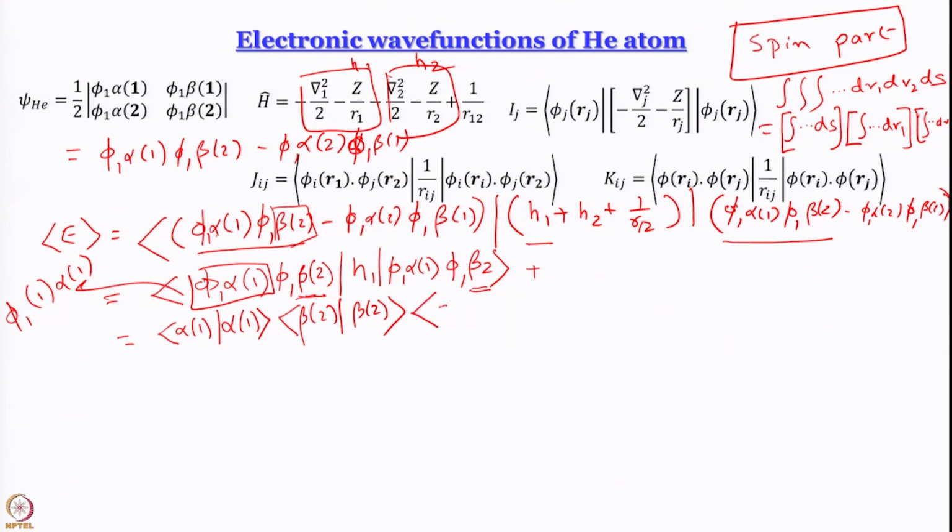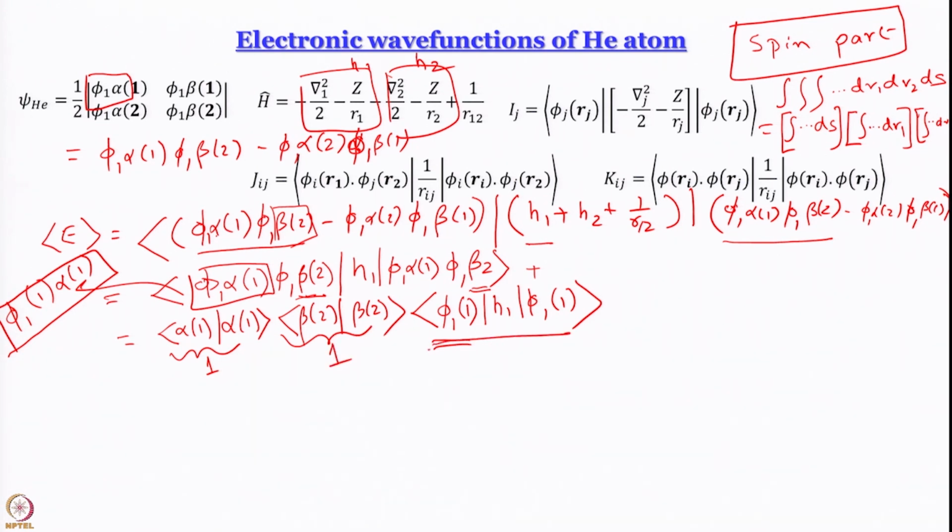What remains, the spatial part, is phi 1 of 1, h 1 operating on phi 1 of 1. How did I get this phi 1 of 1? From here. Let us not forget that what we have written here, this phi 1 alpha etcetera, these are spin orbitals. So, they are products of a spatial part and a spin part, right. So, I have to write 1 in brackets in both, okay. So, now just look at these integrals. Spin wave functions are normalized. This is equal to 1, this is equal to 1, and this, what is this? This is equal to h1, where j equal to 1, minus del j square by 2 minus z by rj, as we have defined, and that operates on phi 1 of j. So, this is basically I1.